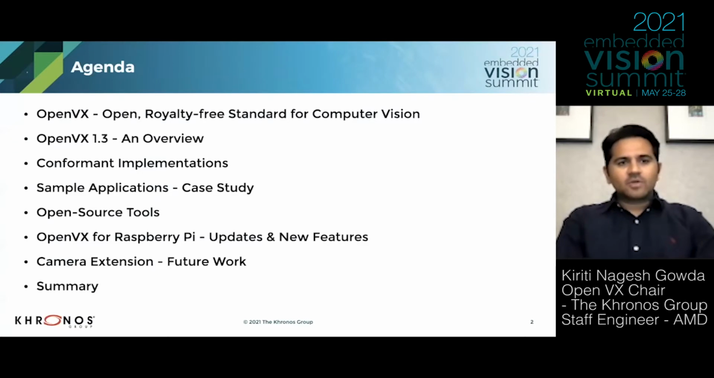And the agenda for today's talk will give you a brief introduction to OpenVX. We'll talk about OpenVX 1.3, the conformant implementations for OpenVX, sample applications from different vendors, and we'll look at what kind of open source tools are available for developers. And then we'll look at the updates and new features for OpenVX for Raspberry Pi. And we'll talk about future work in terms of camera extension. And then we'll summarize the talk, and then we'll open up for live questions.